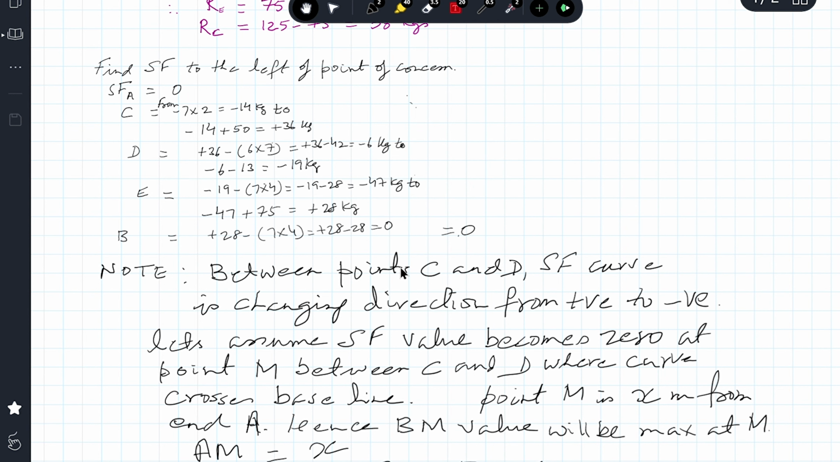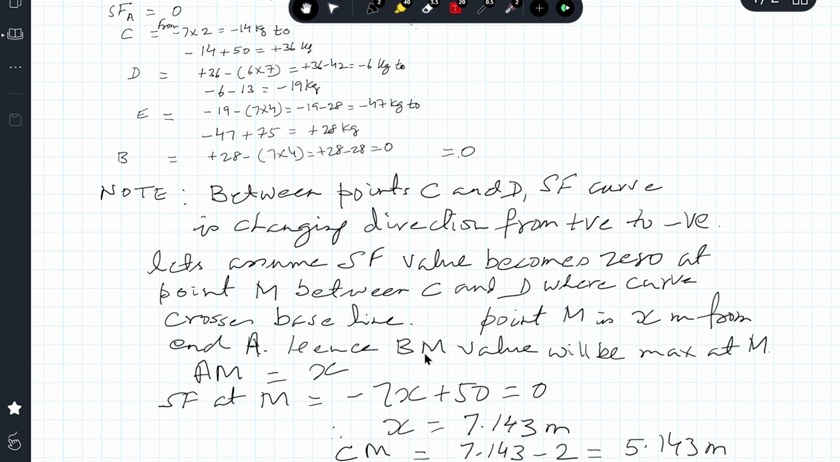So somewhere between point C and D, say C was plus 36 and D minus 6. So between C and D, SF curve is changing direction from positive to negative. So let's assume SF value becomes 0 at a point M between C and D. Somewhere it is becoming 0, it's crossing the baseline. So let's call that point M, where the curve is crossing the baseline. And let's assume this point M between C and D, where SF is becoming 0, is X meters from end A of the beam.